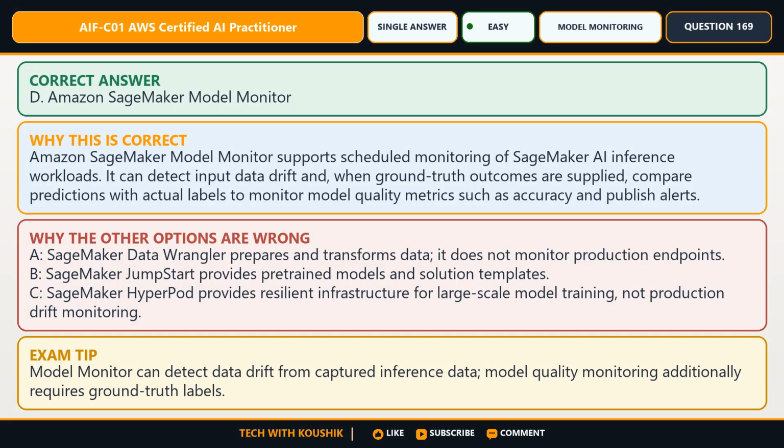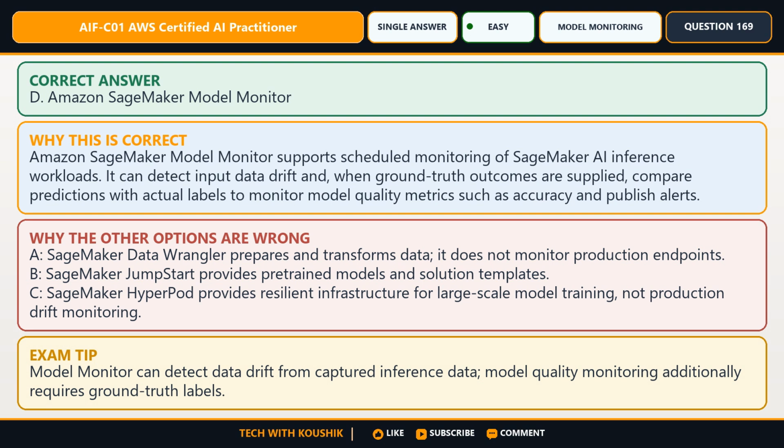After elimination, select D, Amazon SageMaker Model Monitor. This option satisfies the complete requirement because Amazon SageMaker Model Monitor supports scheduled monitoring of SageMaker AI inference workloads. It can detect input data drift and, when ground truth outcomes are supplied, compare predictions with actual labels to monitor model quality metrics such as accuracy and publish alerts.